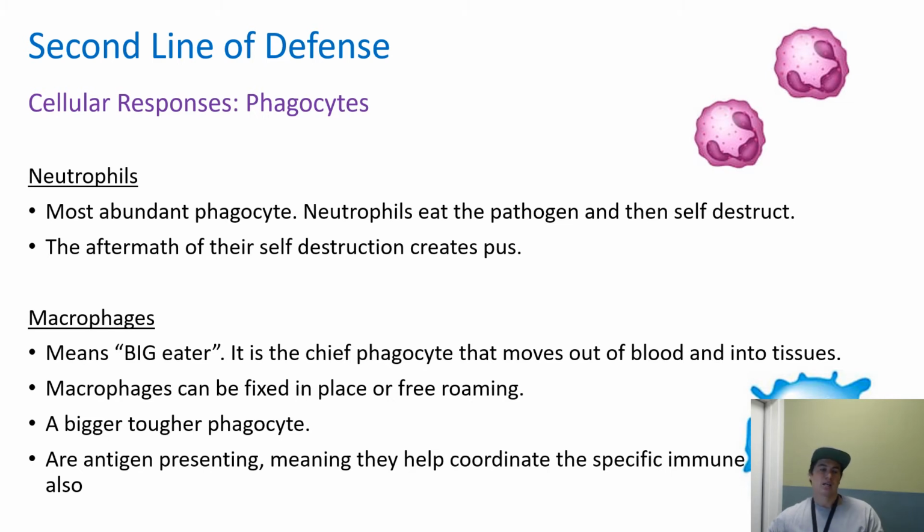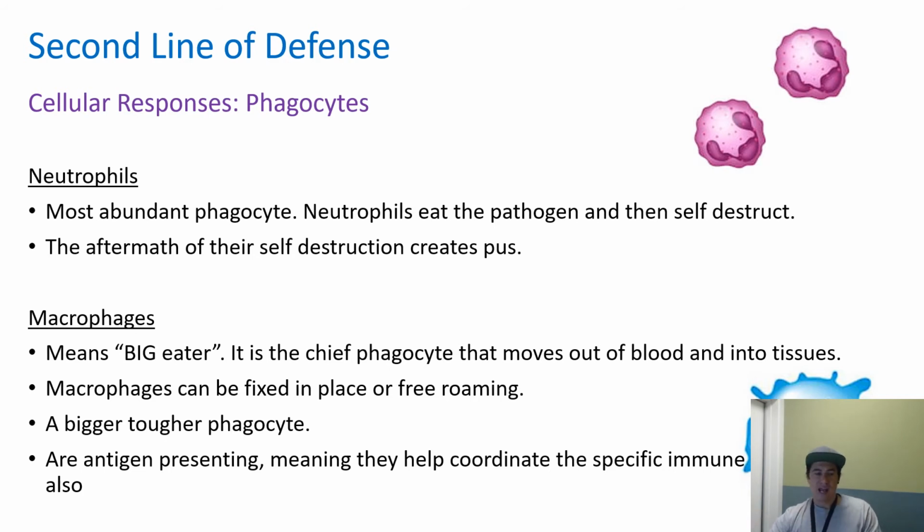Macrophages, think Big Macs. They're supposed to be big, a big eater. So it's a chief phagocyte that can eat multiple amounts of baddies or invaders, so not just one. They can be fixed in one place and grab baddies as they move past, or they can move around.